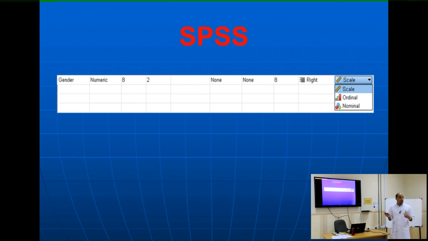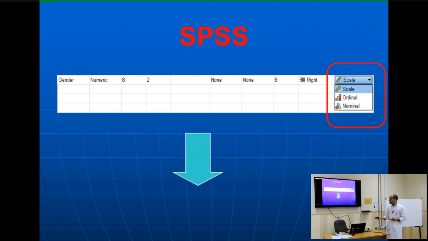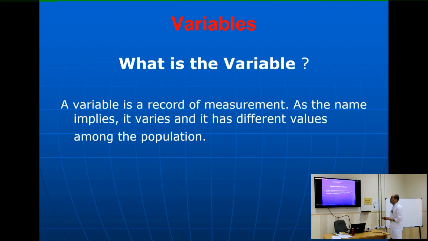SPSS is a statistical program like Excel, but more professional than Excel. The first thing on SPSS, as you put in any variable, it will ask you which kind of variable it is. You see three measures: scale, ordinal, nominal. So what are those? The first thing we have to know is the types of variable. We spoke about variables yesterday, and most of the people didn't know what a variable means. So what does it mean?